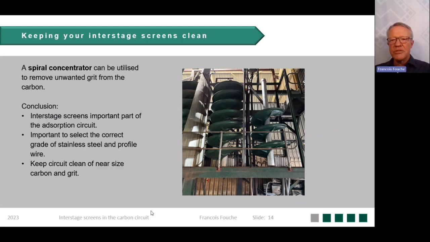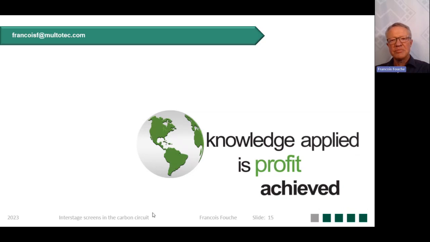And finally, in the picture, you see a photograph of a spiral installation, and really each gold plant should have one of these. It's fairly inexpensive. So in conclusion, interstage screens are an important component of the adsorption circuit. It's important that you select the correct grade of stainless steel and wedge wire profile. Multotec can assist with this. And finally, it's important that you keep your carbon clean of near-size carbon and grit.